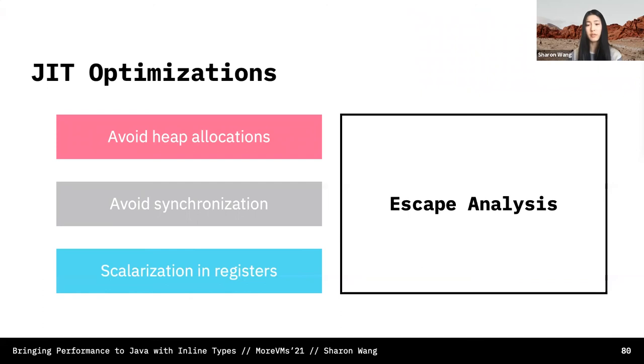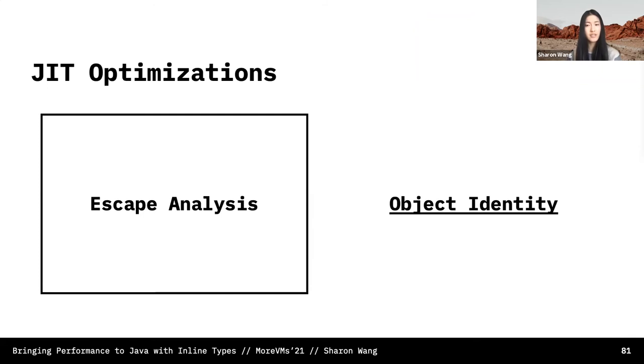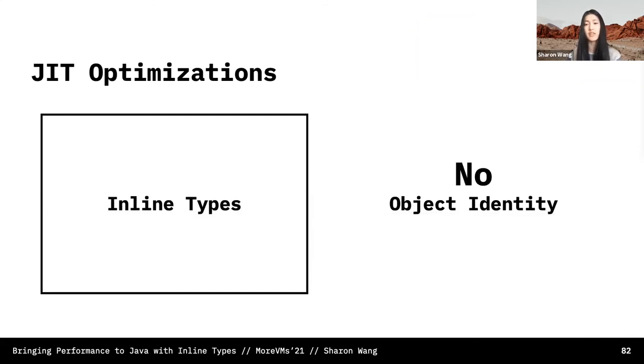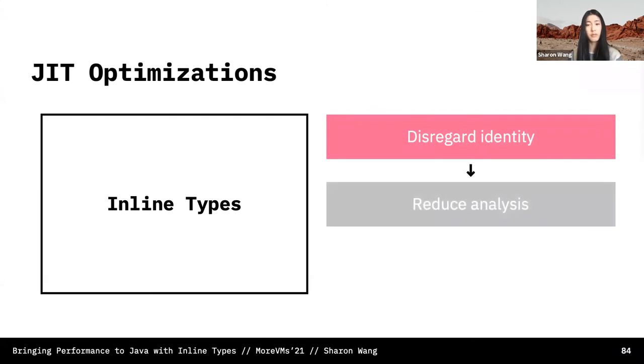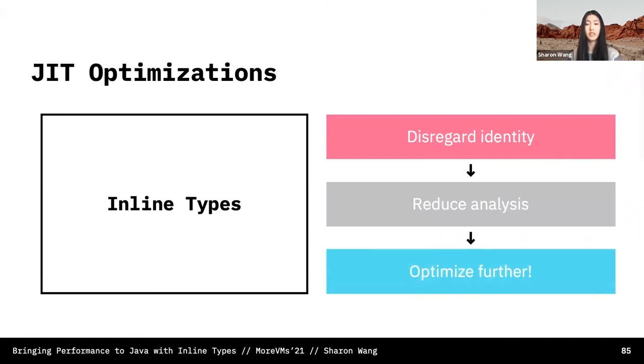Escape analysis can get complicated, especially when synchronization on an object is in the picture, since the scope of an object can inflate drastically if it's referenced across threads. This complexity hinges on a core aspect of objects, having identity. Lucky for us, inline types are identityless, which means they can't be synchronized on and have a contained scope. And because of this important characteristic, inline types allow us to avoid heap allocations and synchronization and more readily make scalarization an option. Essentially, inline types allow us to disregard identity. Not having to worry about identity helps reduce the JIT analysis needed. And that helps the JIT have the flexibility to optimize even further.